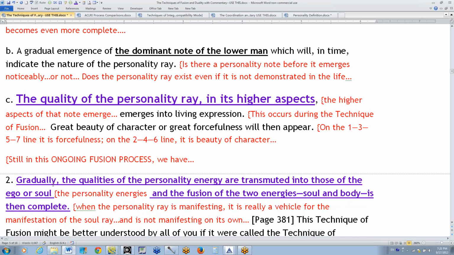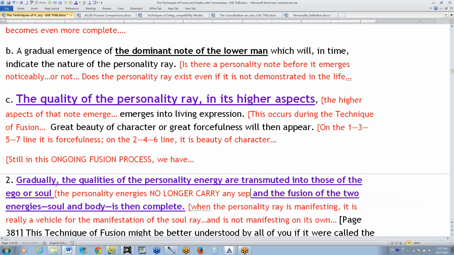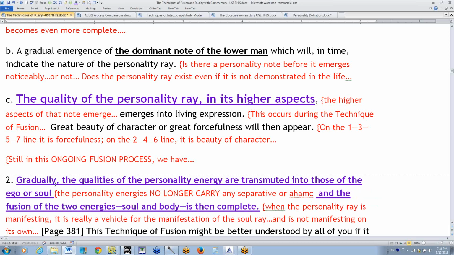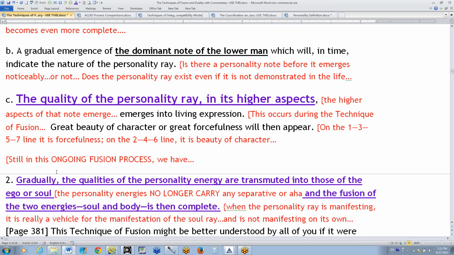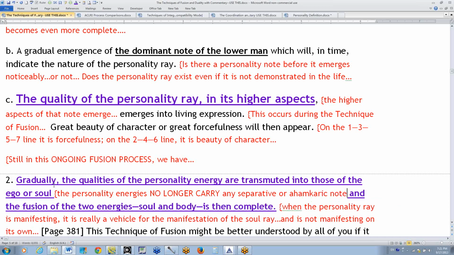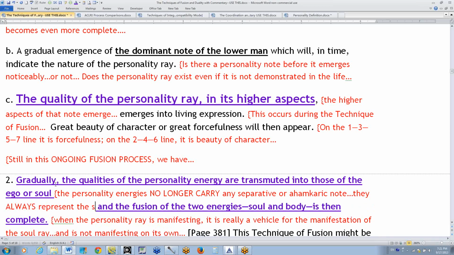The personality energies no longer carry any separative or ahamkaric note. So they always represent the soul ray. And the fusion of the two energies, soul and body, is then complete.